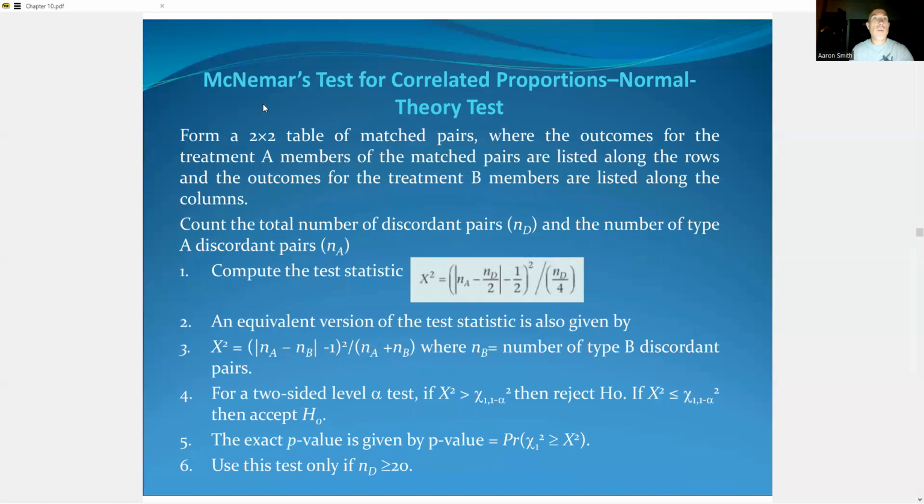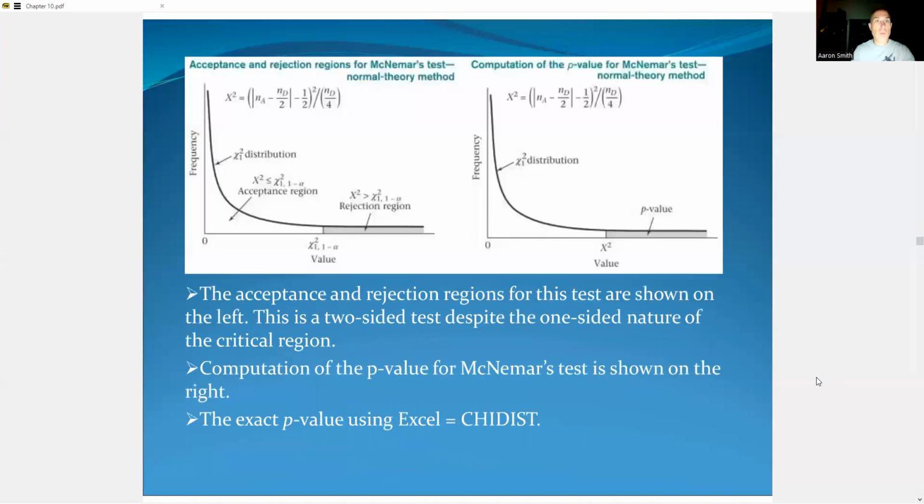And so McNemar's test uses exactly that. To use McNemar's test, here's our test statistic. It's going to be a chi-square distribution. Now, here's that 1/2 again. This is a correction term. And here's an equivalent calculation. This is the one that I learned in school, by the way. And we can run our tests as such.